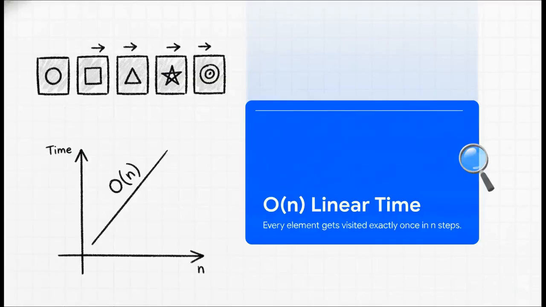Operation 2, traversal. Traversal simply means visiting every single element one by one. If we have our array of 5, 12, 8, 21, and 3, and we need to read all of them, we have to take a step for each and every one. We call this O of n, or linear time. The n literally just stands for the number of elements. So if there are n elements, it takes n steps. It scales in a straight line. If the array is twice as big, it takes twice as much time to traverse it.